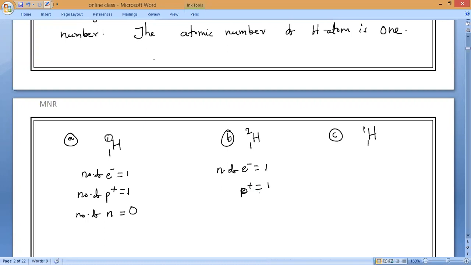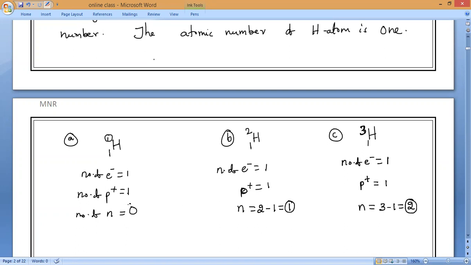Now, protons are 1 means neutrons are how many? Check it here: 2 minus 1, which equals 1. Same way here, the mass number is 3, not 1. Number of electrons, 1. Number of protons, 1. Number of neutrons: 3 minus 1 is equal to how much? 2.